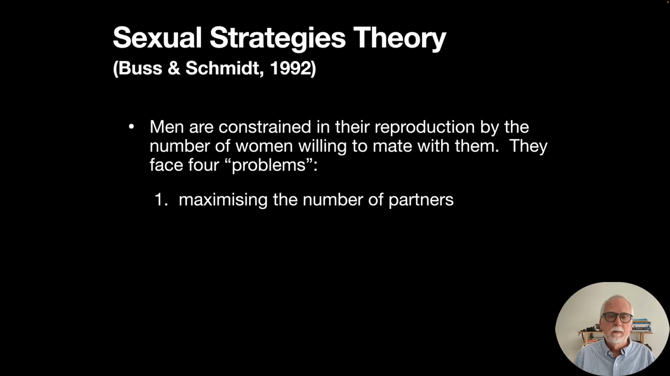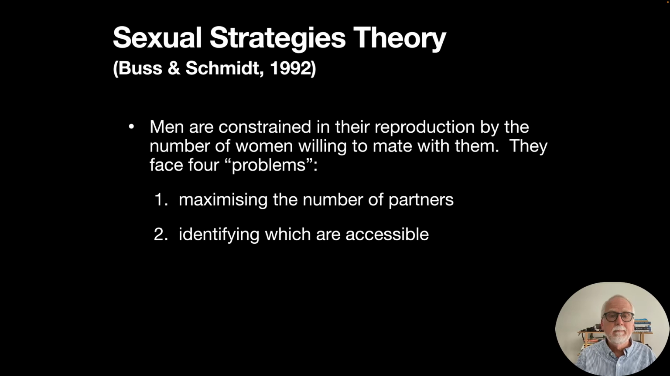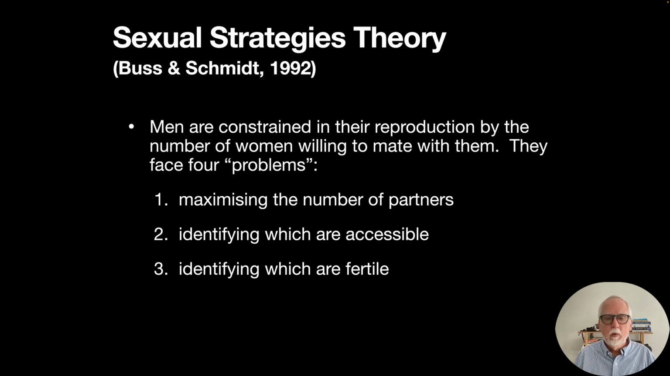First, trying to maximize the number of partners, because the more partners they can impregnate, the more likely they are to have offspring. Second, trying to identify which females are accessible, which ones are actually available for mating, so they look for clues that a particular female is available. Third, they have to identify which females are fertile, because from an evolutionary point of view, there's not much point in having sex with somebody who's not fertile, since you're not going to be able to have your offspring.